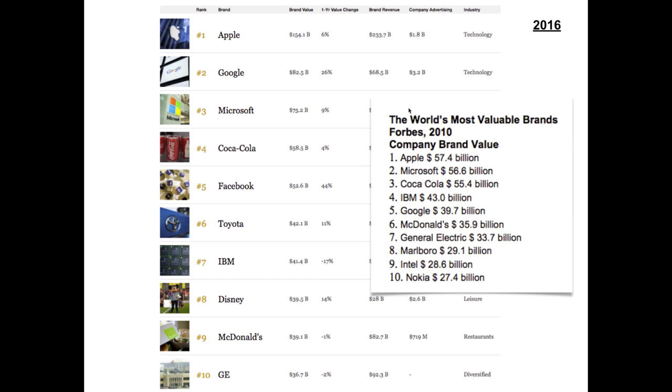Just as a quick comparison, it's sort of interesting to go back about 6 or 7 years. You can see that Apple was still at the top. But if you look at the difference in brand value between then and now, they've got about $100 billion additional. Microsoft is still hanging at the top. They've got an increased value too. And you can just see how some of the companies have moved in and out. Marlboro, really far down the list now. The same with Intel and Nokia.